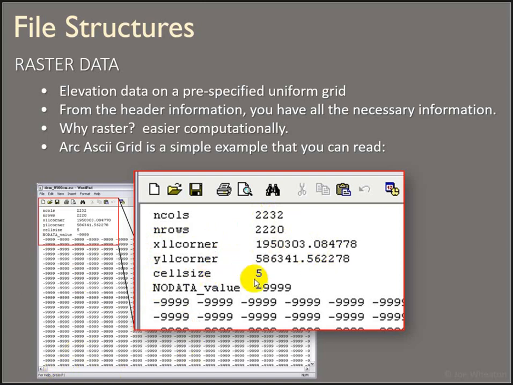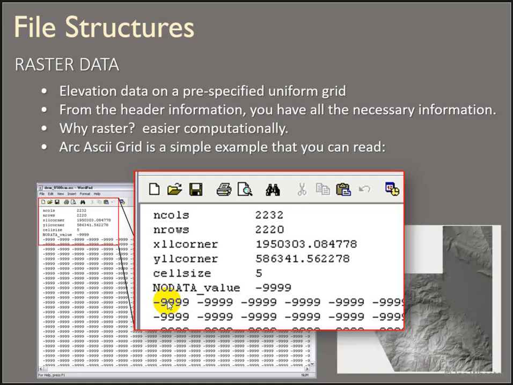We've got a cell size of 5. The units of measure on this are connected to the coordinate system that these belong to. That would have to be in a metadata file. And then we're using -9999 to indicate cells that don't have data associated with them, but they still have to have some indication to hold that matrix in shape.